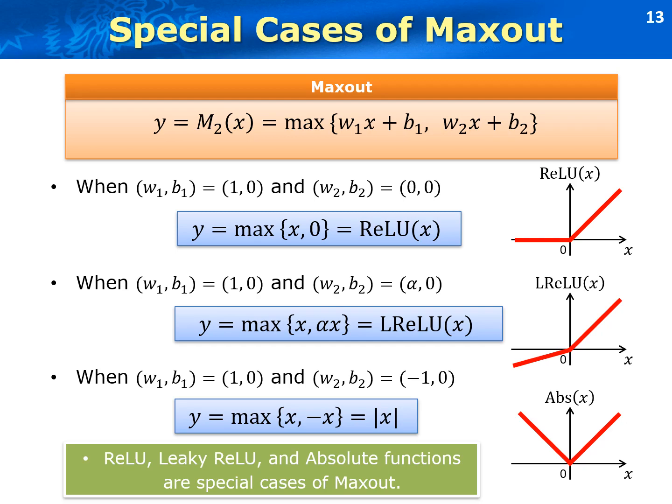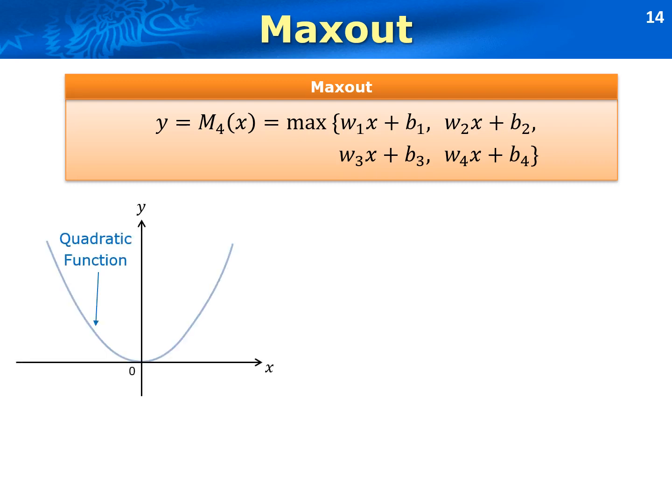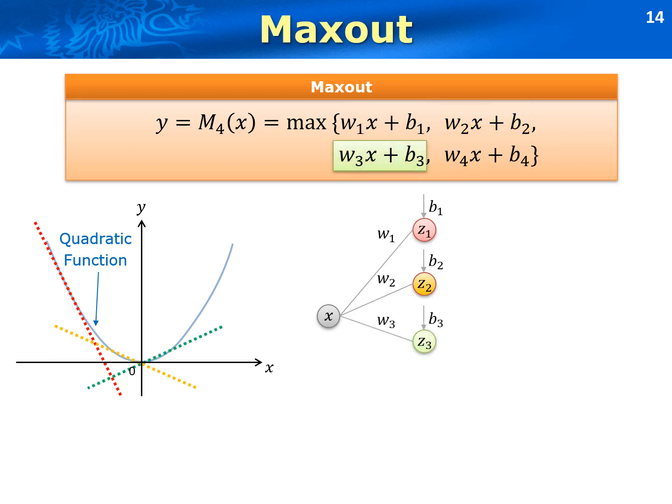When we increase the number of linear pieces k, then maxout can approximate nonlinear functions with high accuracy. Here is an example of a quadratic function approximated by maxout when k is set to 4. We use 4 linear pieces as an approximator. Each linear segment corresponds to an intermediate hidden node. For example, the red line is associated with the red node. The yellow line corresponds to the yellow node. The green one is associated with the green node, and the purple one is associated with the purple node.